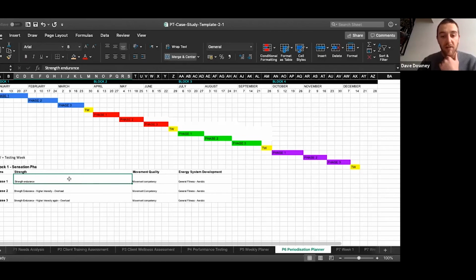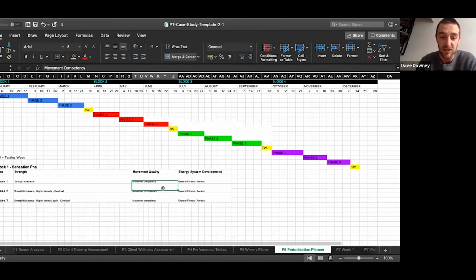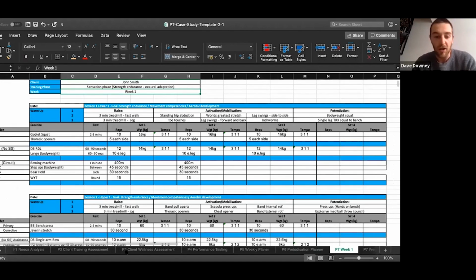So his DOMS will obviously be quite bad originally. So we want to make sure that he's acclimatizing to load first before we overload it in the next 2 phases. And these are just going to stay the same for all. So movement competency is what we're really focusing on for the sensation phase. And obviously we're going to touch on just his aerobic ability, so general fitness too, which we'll do through the accessory of the programming. So let's have a little look at how I actually programmed for him.